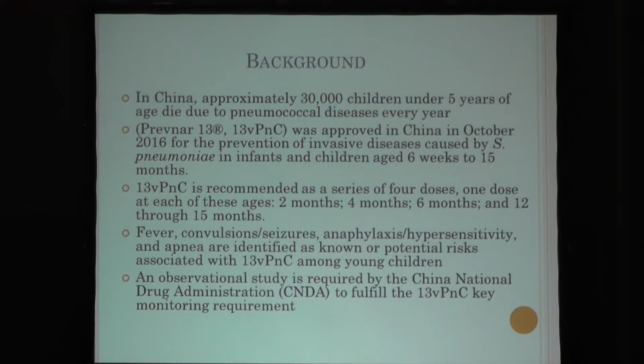So Prevnar 13 vaccine was approved in China in October 2016 for prevention of invasive disease caused by S. pneumoniae in infants and children aged 6 weeks old to 15 months. Prevnar 13 is recommended as a 4-dose series: one dose at each of ages 2, 4, and 6 months, and a booster dose at 12 to 15 months.